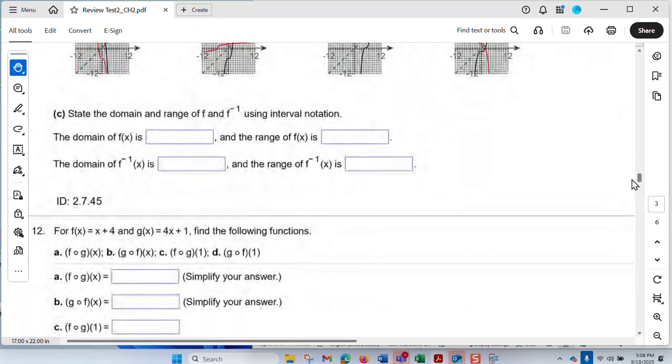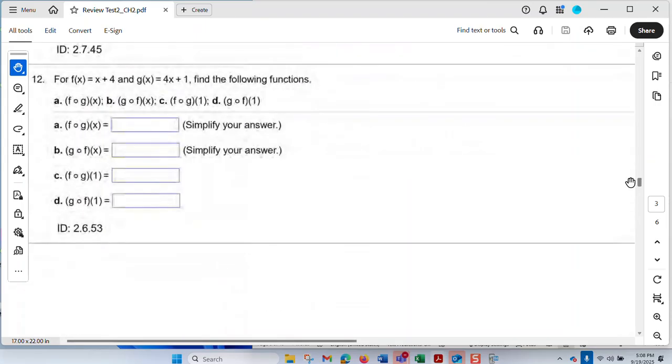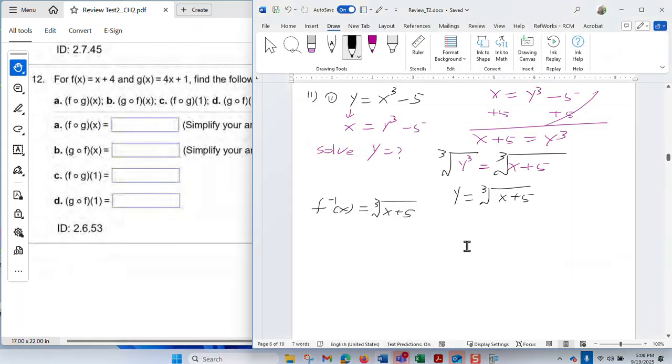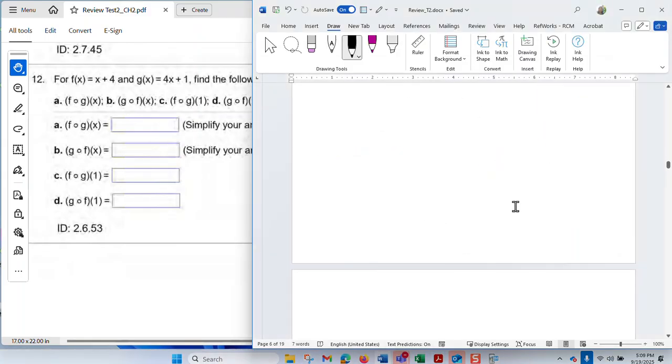Okay, this one gives you another practice of finding the composition. If you remember how to find a composition earlier, this will be a really quick review in here. So you have f of x equals x plus 4, g of x is 4x plus 1, right? For part a, you want to find f composite g of x.